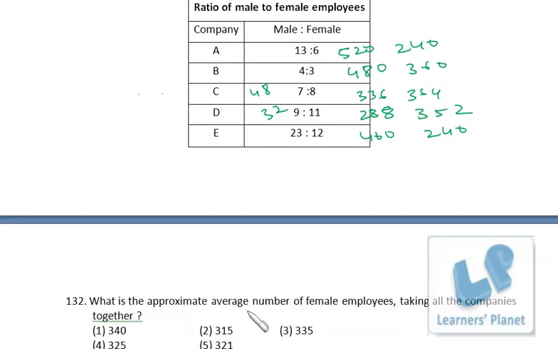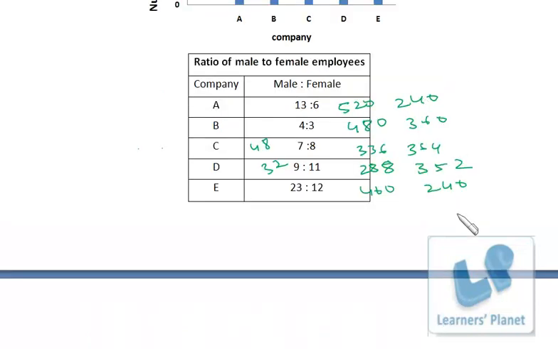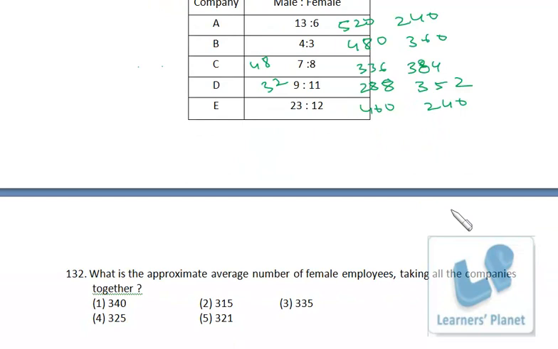Now this, what is the approximate average of number of female employees taking all the companies together? Okay, that means we have to find out the average of this data. Okay, so I'm sorry, this must be 384. The difference between these two must be 48. That is one part. Okay, so we have to find out the average of these 5 data. Now what? We can assume the average to be 320, right?